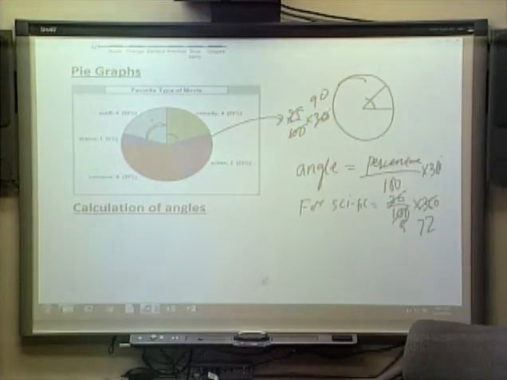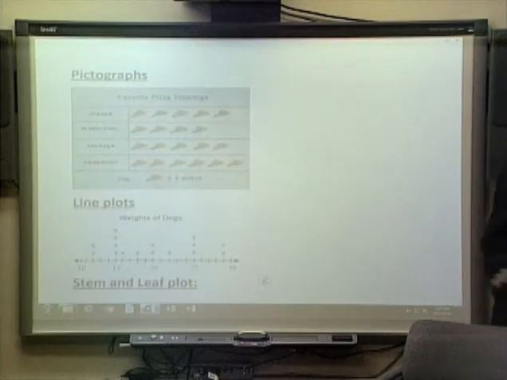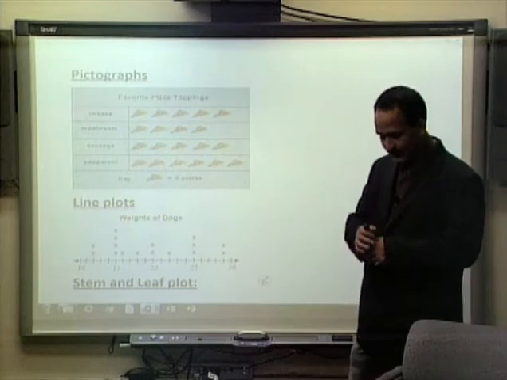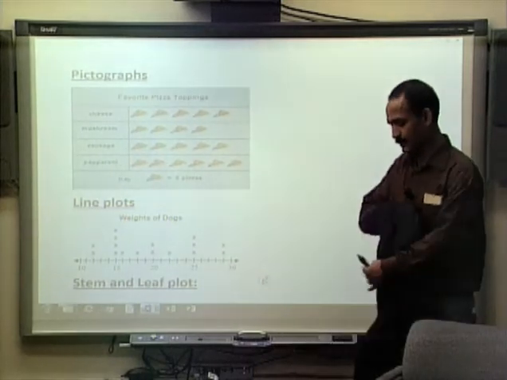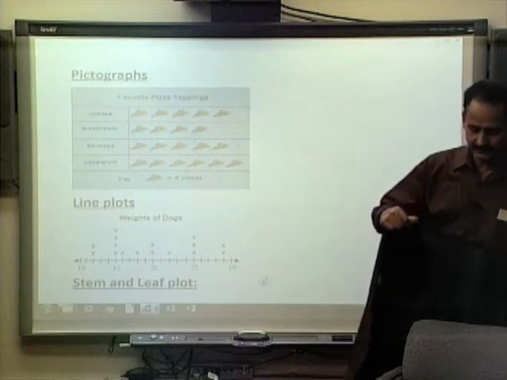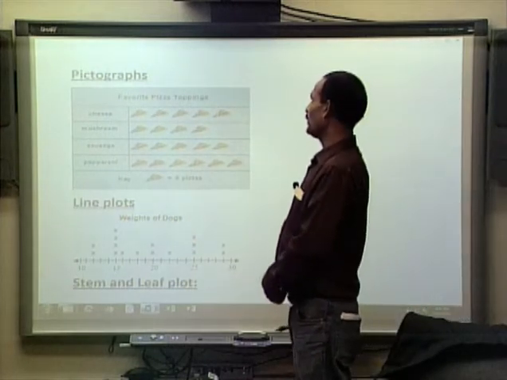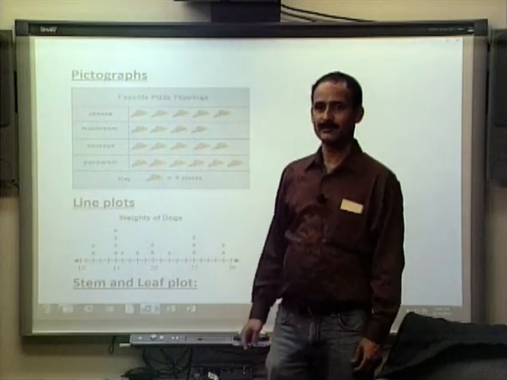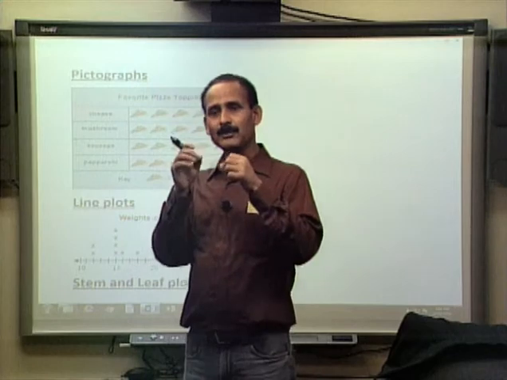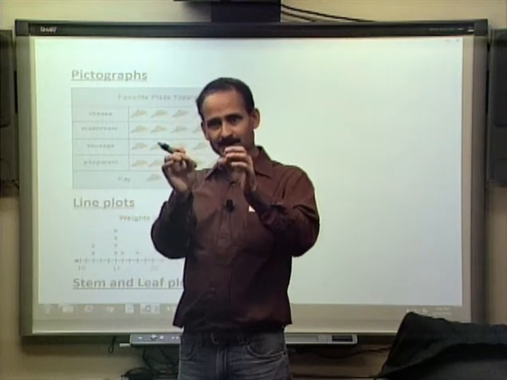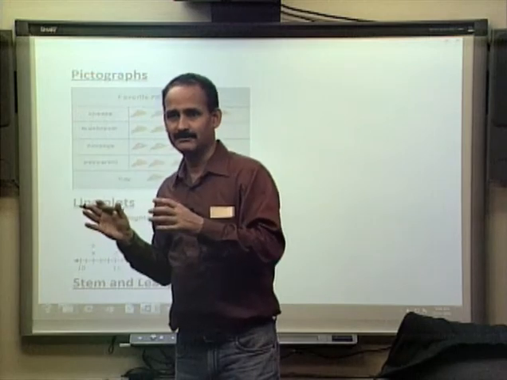So that's a pie graph. Another graph that we use in statistics to describe data is called pictographs. The name itself is telling what it is. By pictograph, we mean using pictures to represent the data.